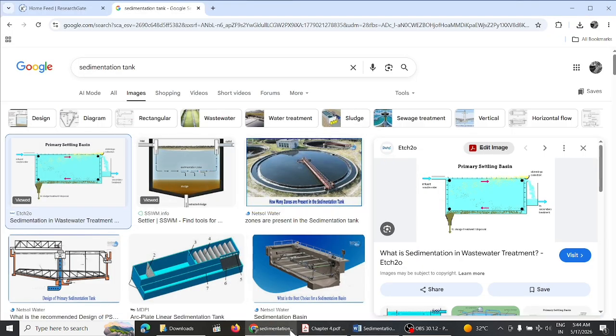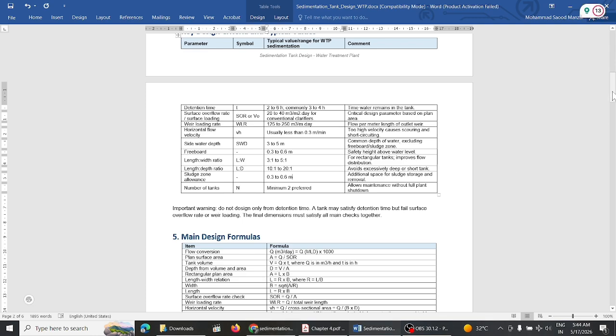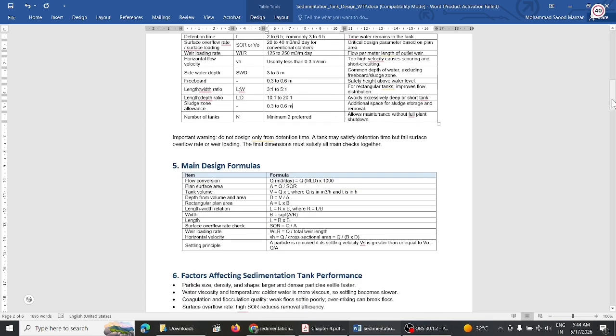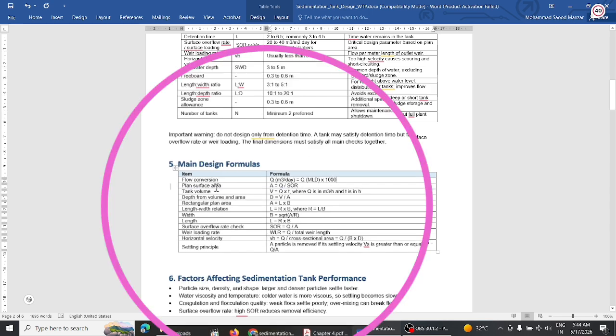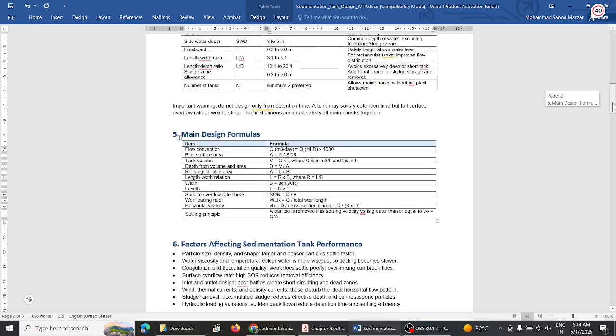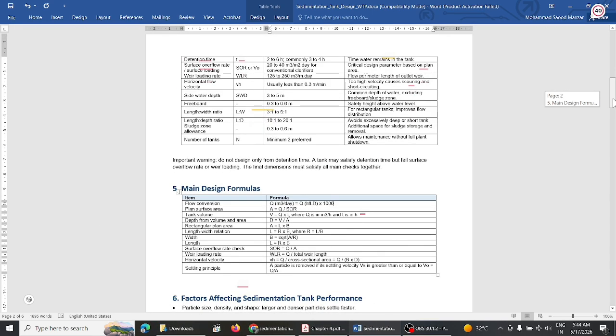So this is an additional depth other than the free board. And for the number of tanks, one would be working, the other one would be standby unit. Now these are flow conversions. If it's in MLD, the flow rate will be MLD into 1000 cubic meters per day, and the plan area is equal to the ratio of flow rate upon SOR or OFR, or you can say V0, as you saw here.